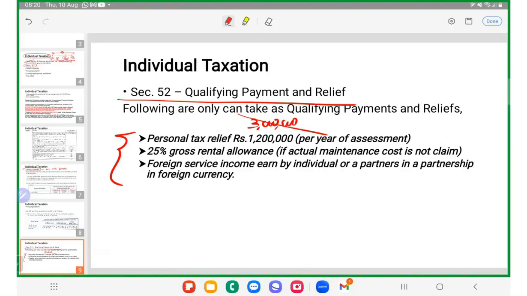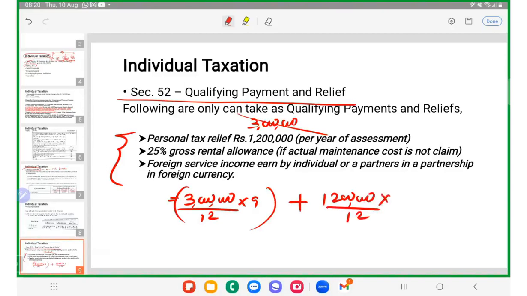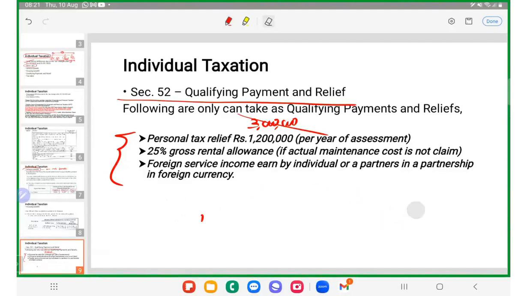There is no need to calculate 30 million divided by 12 for the first 9 months, plus 1.2 million divided by 12 and apply 3. No need to calculate this fraction or the proportionate applications. You can just deduct 1.2 million for the year of assessment 2022 and 2023. So your personal tax relief is 1.2 million.